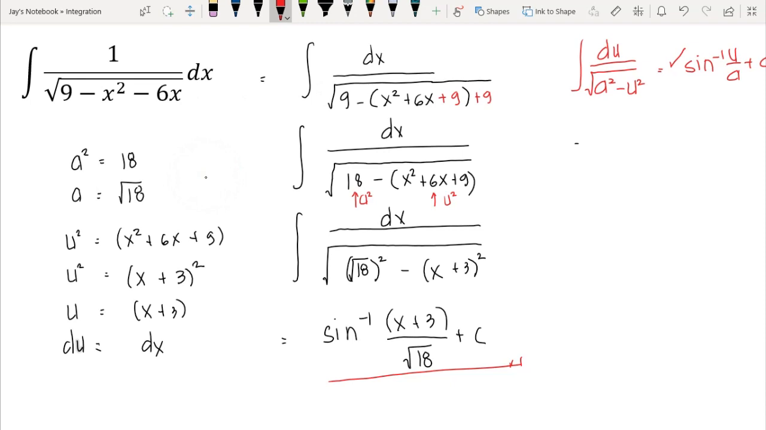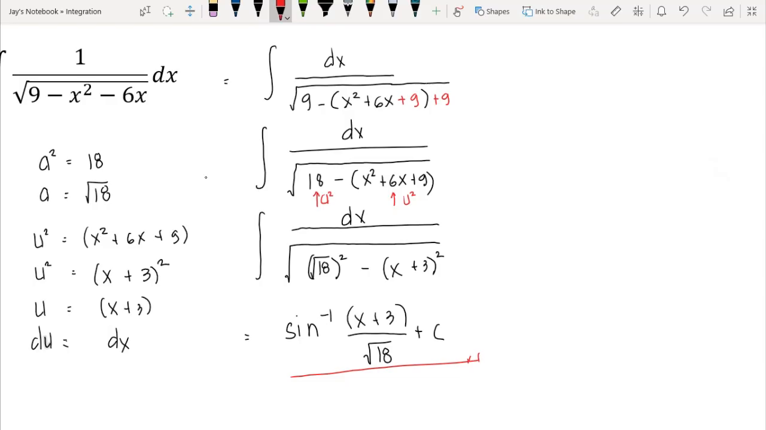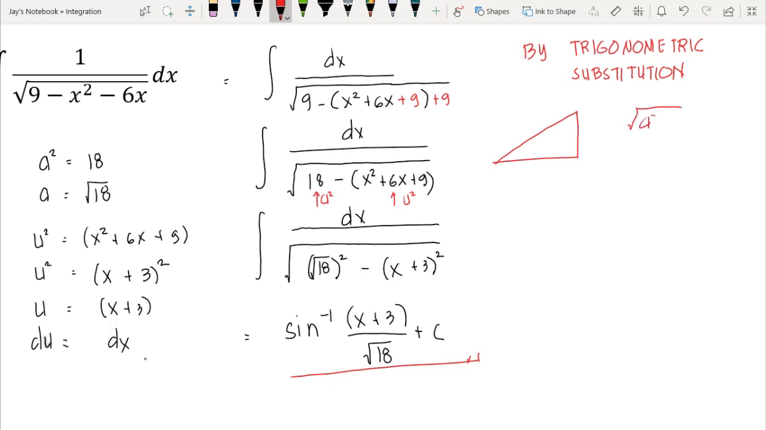Okay? Now, how about if we try to solve it using the conventional way, that is the trigonometric substitution. By trigonometric substitution, we have to plot this in our right triangle. Since in our radicand we have this form, the square root of a squared minus u squared, we are sure that our a here is the hypotenuse, since again, we have the different sign in between two terms.